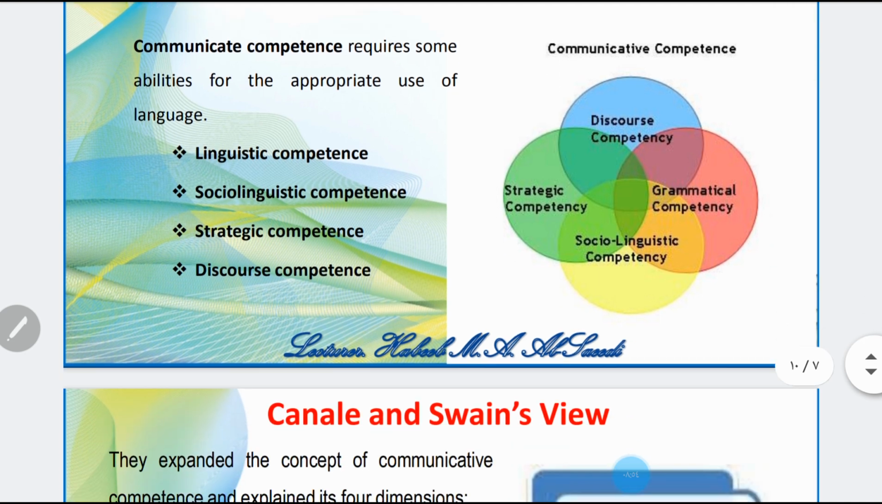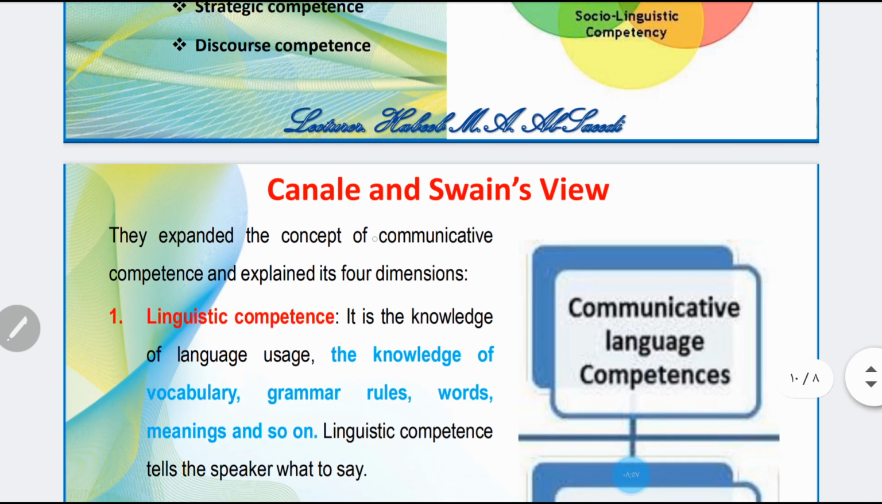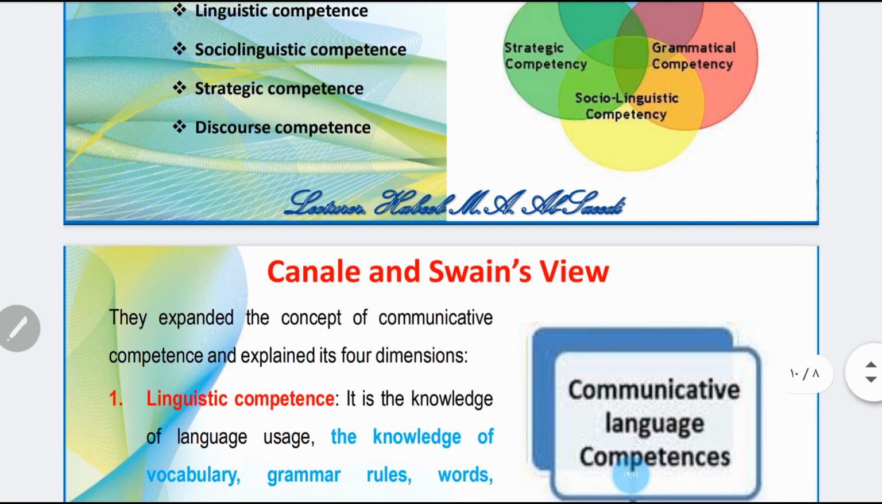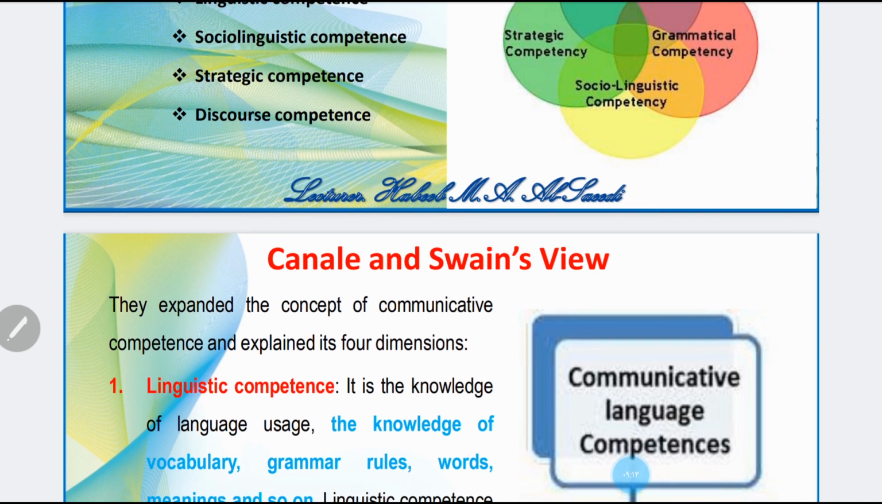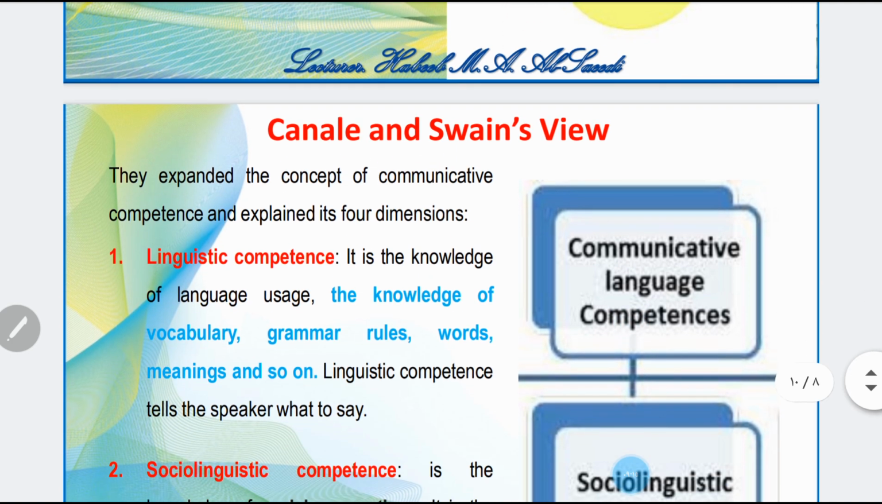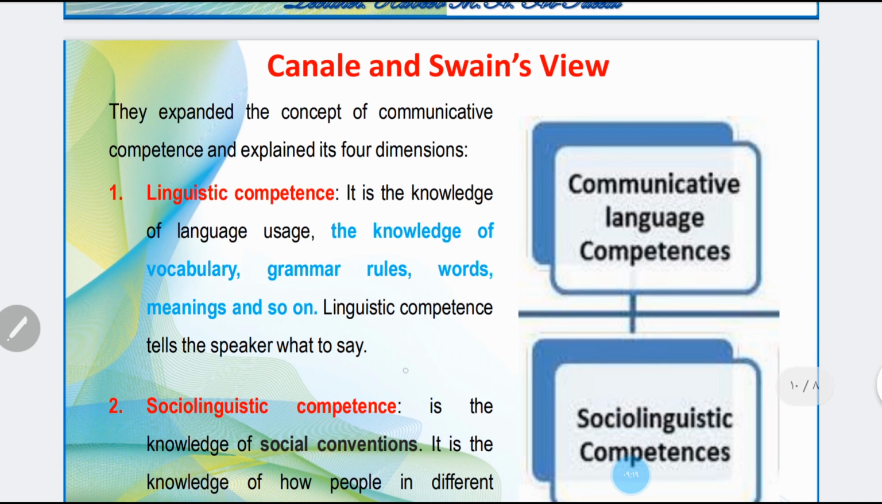These 4 dimensions were expanded by the later theory of Canale and Swain, who expanded and explained them. What does it mean, for example, by linguistic competence or sociolinguistic competence? So they expanded and explained the 4 dimensions of communicative competence.